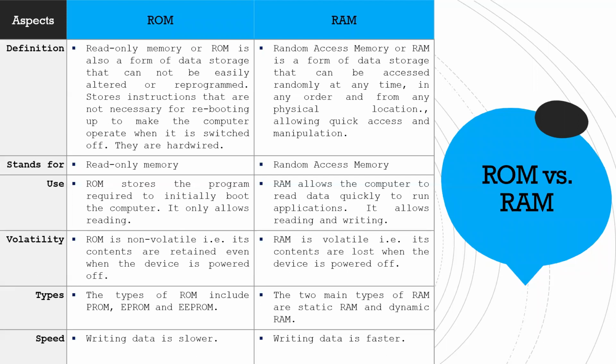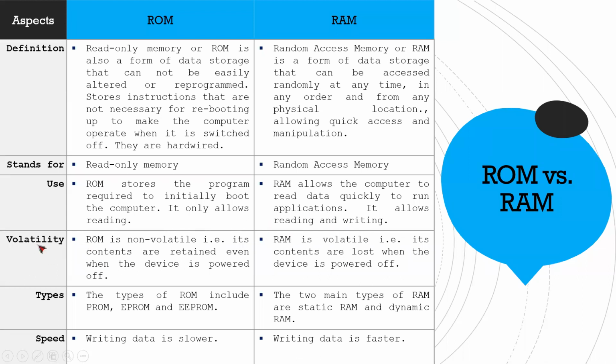RAM, random access memory, is a form of data storage that can be accessed randomly at any time in any order from any physical location, allowing quick access and manipulation. That means you can easily access it from anywhere, anytime, and you can easily manipulate it. ROM stands for read-only memory. RAM stands for random access memory. You already know it. ROM stores the program required to initially boot the computer. It only allows reading. RAM allows the computer to read data quickly to run applications. It allows reading and writing.